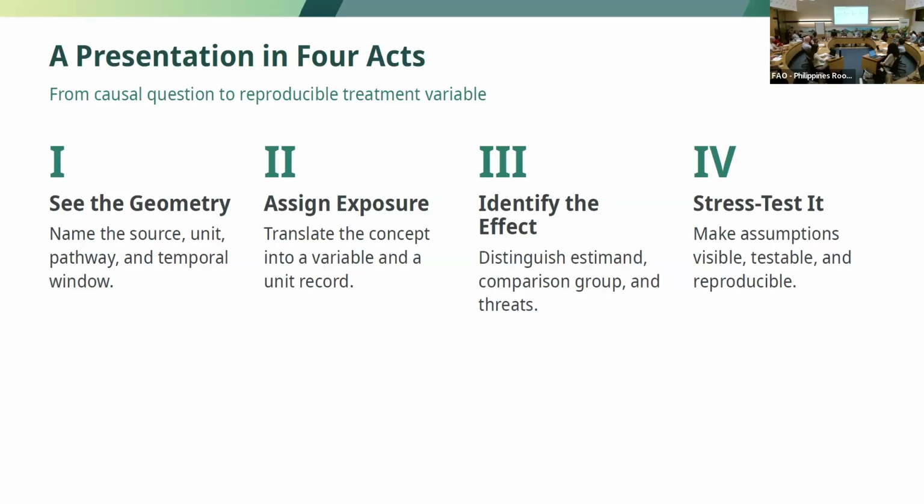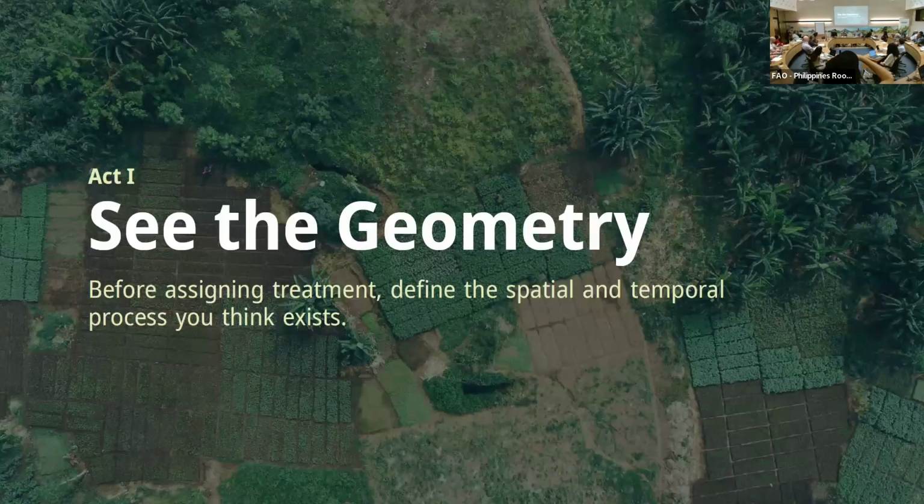So as I mirrored my presentation on Eleanor's, we have four sections that we're going to talk through. First, we're going to talk about how we can see or visualize this geometry, how we'll assign it to data, what that does for our identification strategy, and then what sort of stress tests we should run.